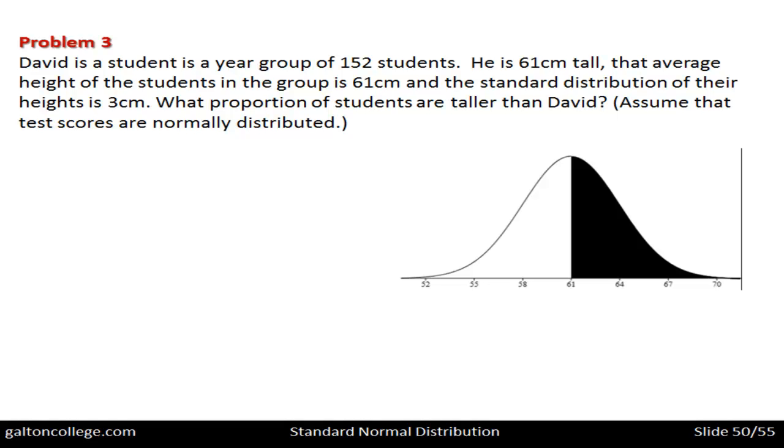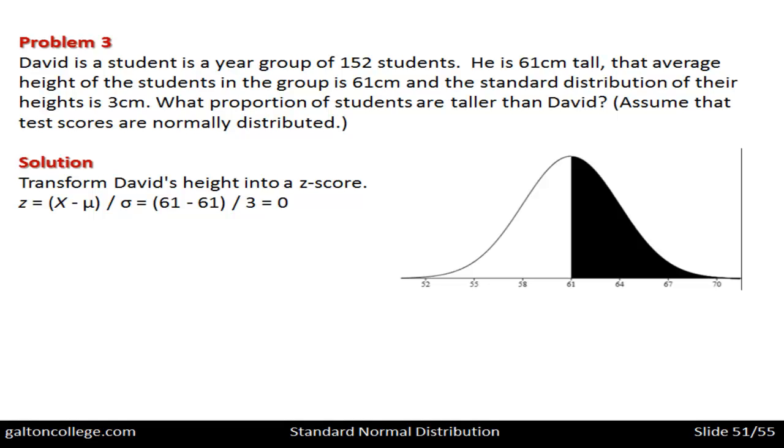David's a student in a year group of 152 students. He's 61 centimeters tall. The average height of students is 61 centimeters. Now they're the same height as David. And the standard deviation of their heights is 3 centimeters. What proportion of students are taller than David? We have to assume again that the heights are normally distributed. In this case we just changed the figures to make the average of the students 61 and David 61. Now what proportion will be taller than David?